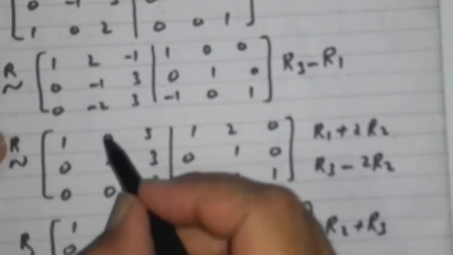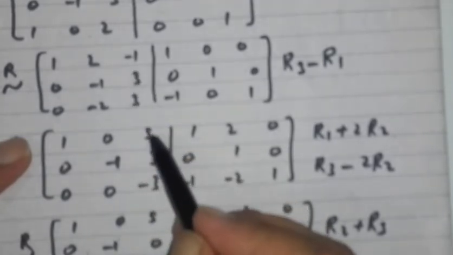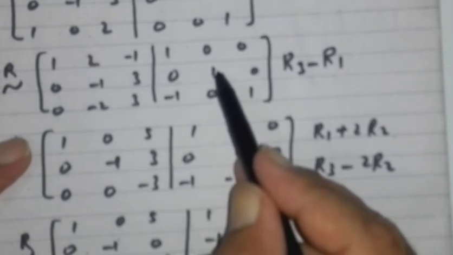Now here R1 plus 2 times R2. Okay, R1 plus 2 times R2, so multiply this by 2, so 2 minus 2, we get 0 here, and 3 twos are 6, minus 1 plus 6, we get 5, and here 1 in its place, and 2 ones are 2, 0 plus 2, we get 2 and 0.